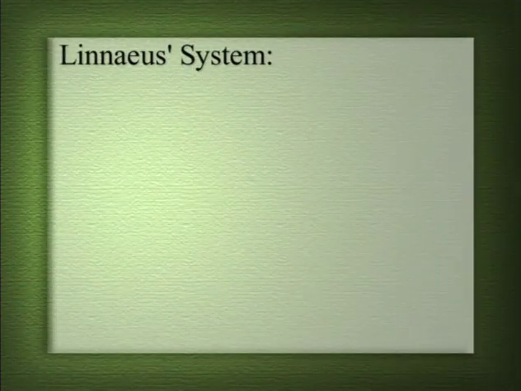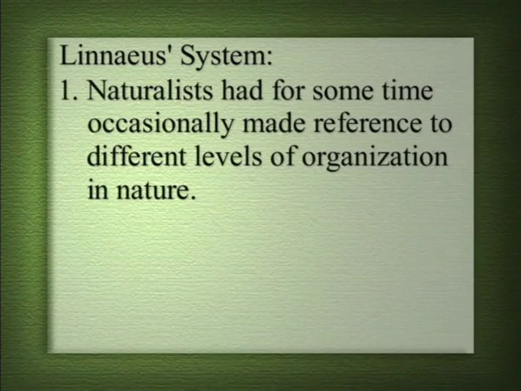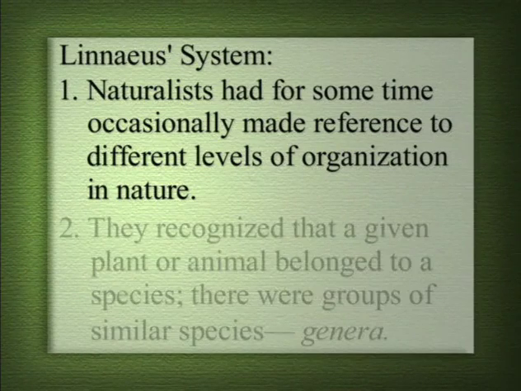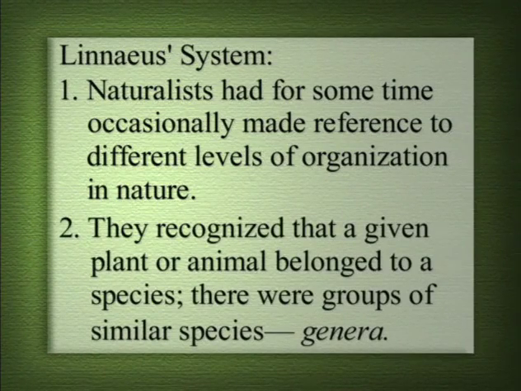What might be listed under one name in the Genera Plantarum, which was one of these books of plants, might not be the same name used in the Hortus Cliffortianus, which was another of the available lists. So Linnaeus decided he was going to standardize things. Naturalists had, for some time, occasionally made reference to different levels of organization in nature. What I mean is that they recognized that a given plant or animal belonged to a species and that there were also groups of similar species called genera. Sometimes, in fact, they would use both names to identify a plant or animal.